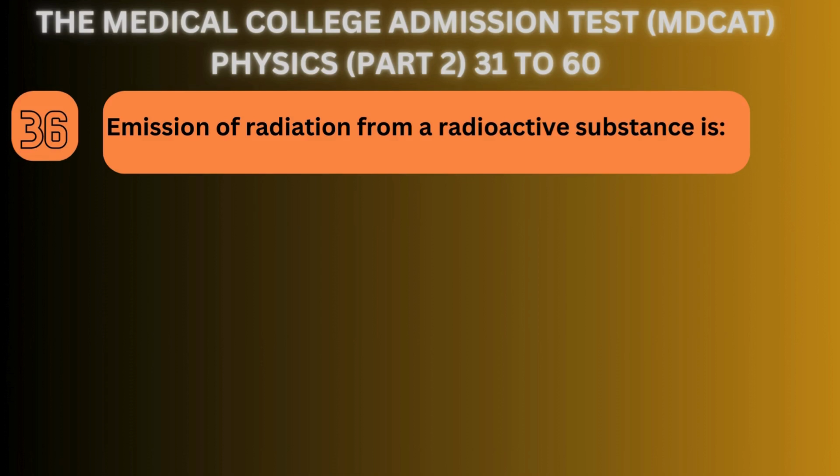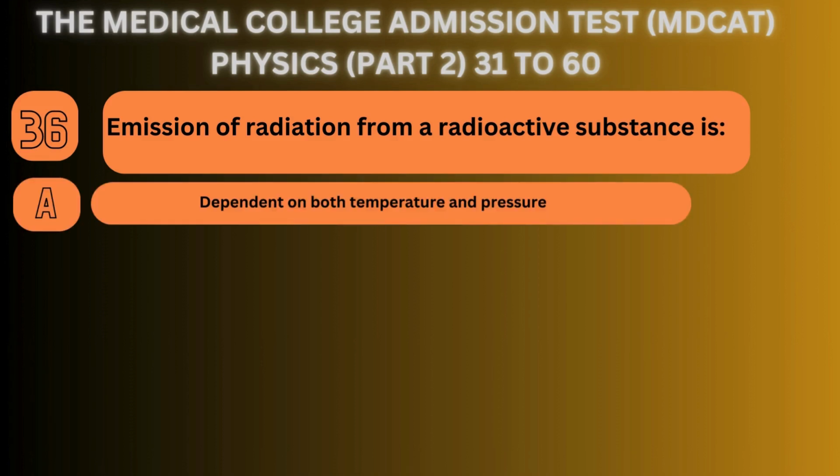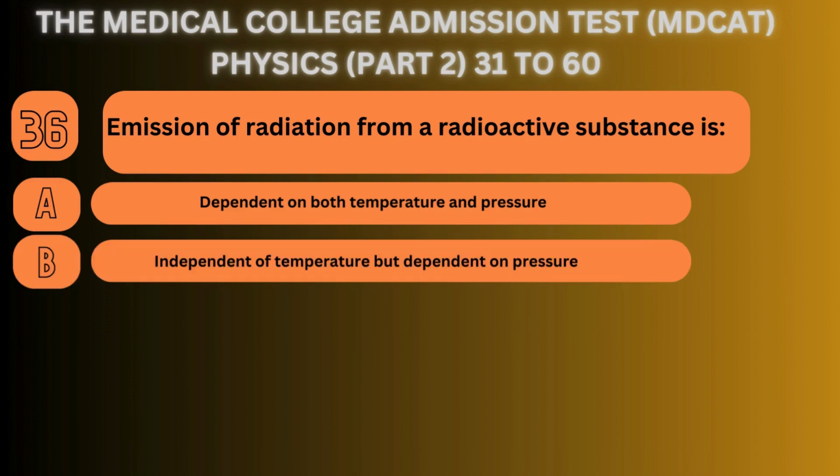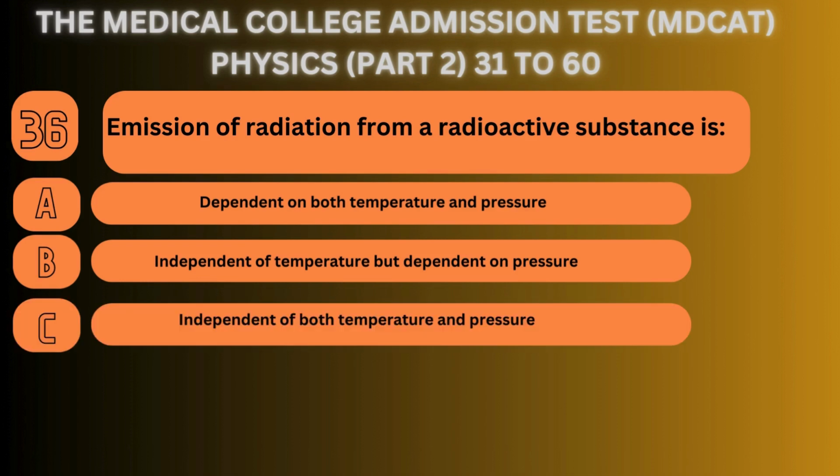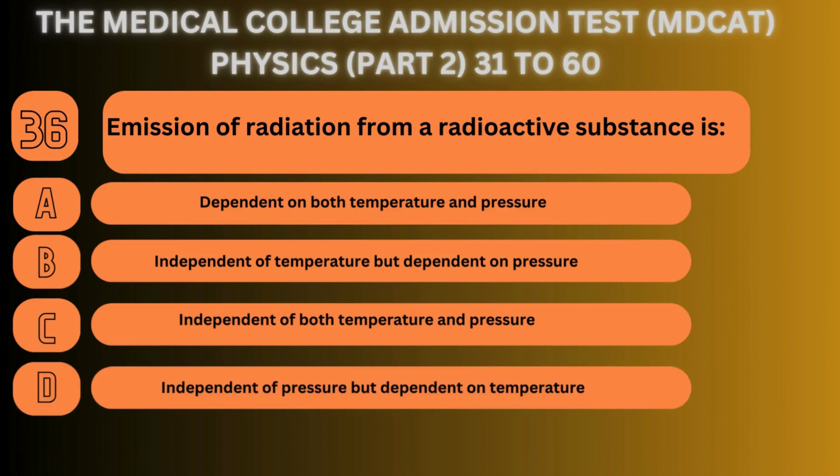Question number 31. The redshift measurement of Doppler effect of galaxies indicate that the universe is: option A, expanding; option B, contracting; option C, stationary; option D, oscillating. 5, 4, 3, 2, 1. Correct option is A, expanding.